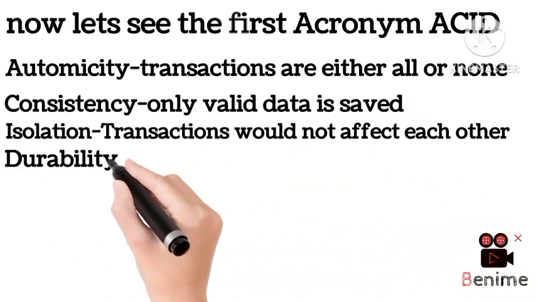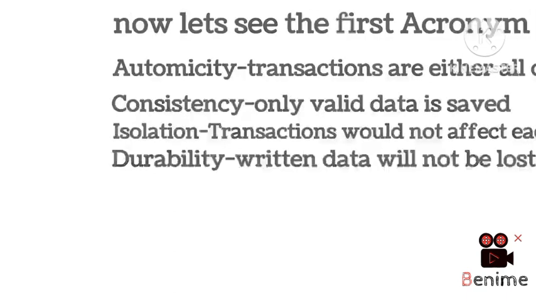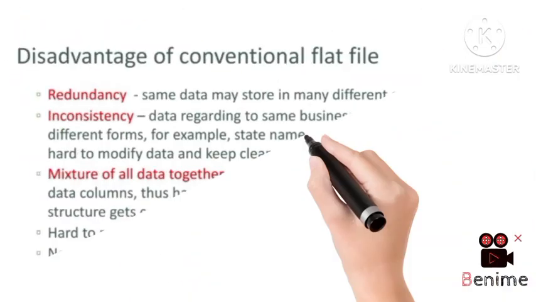Atomicity means transactions are either all or none. Consistency: only valid data is saved. Isolation: transactions will not affect each other. Durability: written data will not be lost.